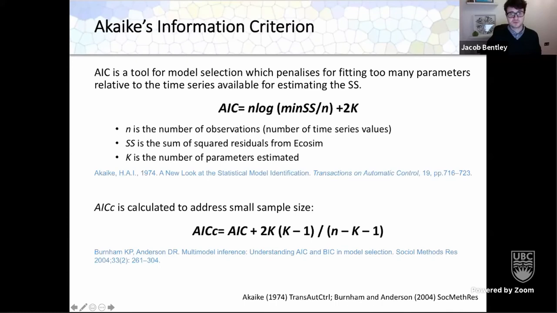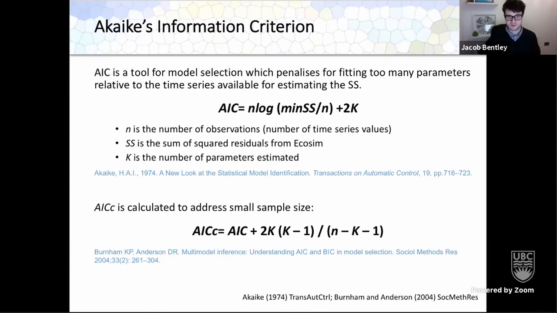So here are the equations for the Akaike information criterion. It's a tool for model selection which, as I said, penalizes you for fitting too many parameters. It uses the sum of squares. But with Ecopath with Ecosim, we use AICc, which is a version of the equation that is suited to small sample sizes. We count each time series that we're trying to fit as one sample, because time series such as catch and biomass are often autocorrelated. So each time series will count as one sample. So we use AICc to determine which is the best fit model.